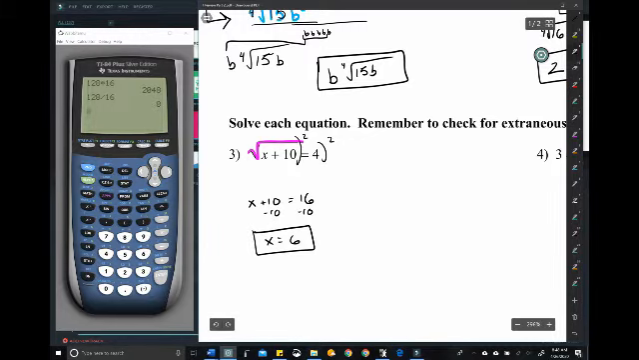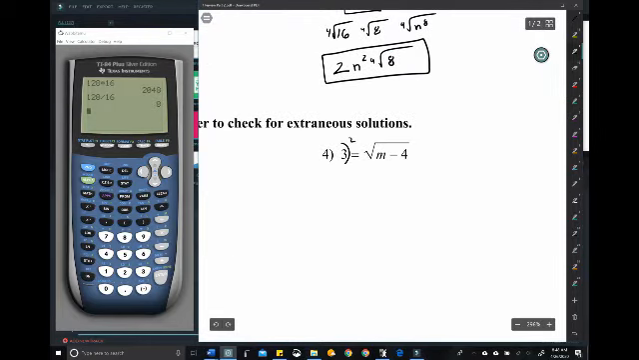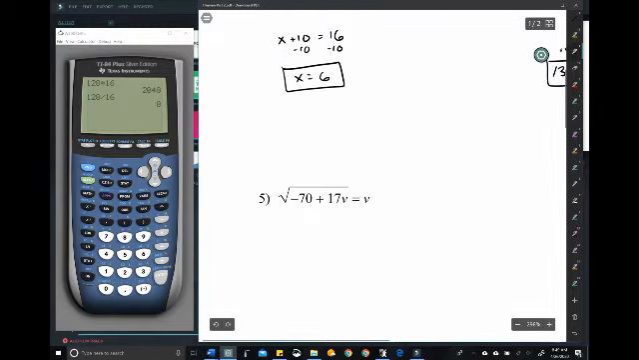So checking for extraneous solutions. Same idea, square both sides. 9 is equal to, the square root would go away, m minus 4, so 13 is equal to m. Got that by adding 4 to each side. Once again, it works out. Take my word for it.